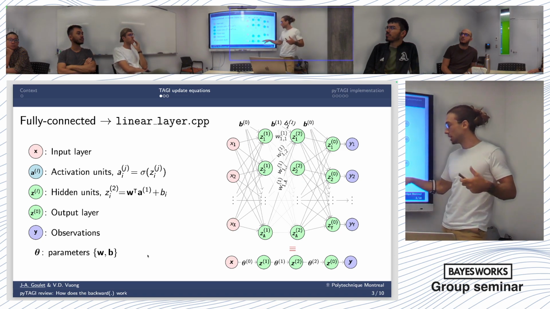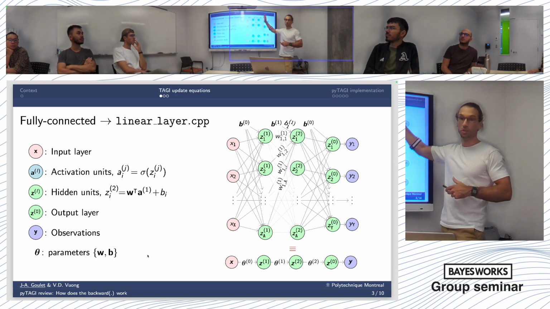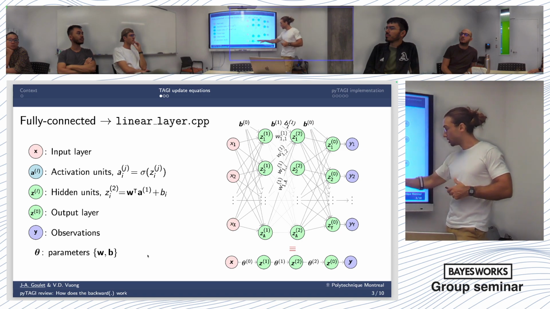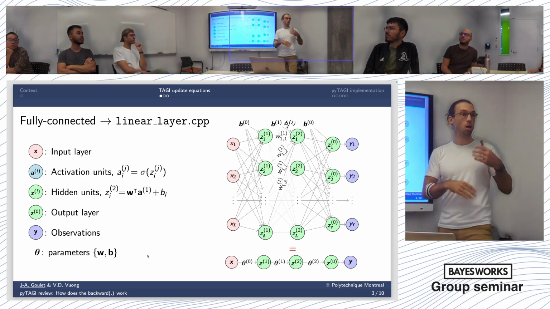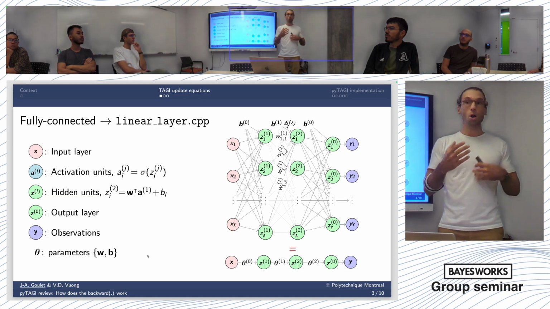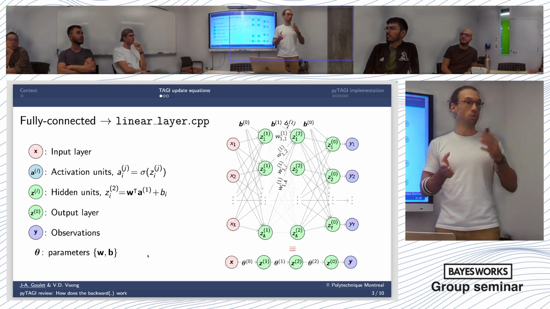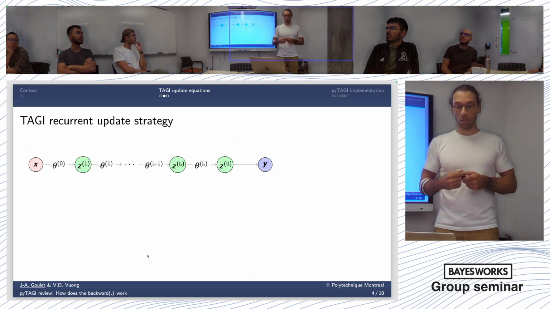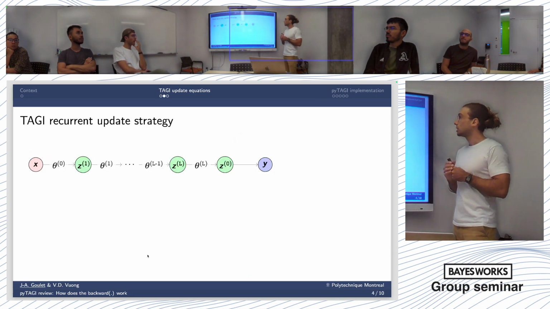And in this presentation, we're not going to represent all of these connections. We're going to use this kind of graph representation where each node represents a layer, and the arrows represent all the parameters that are involved in going from layer to layer. Okay, again, a slide about TAGI theory.